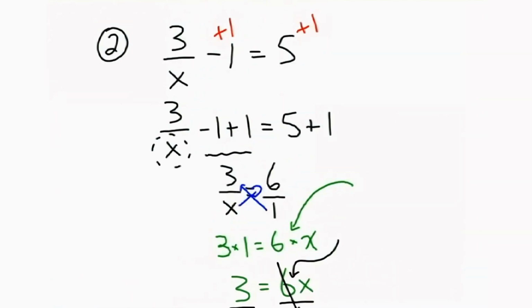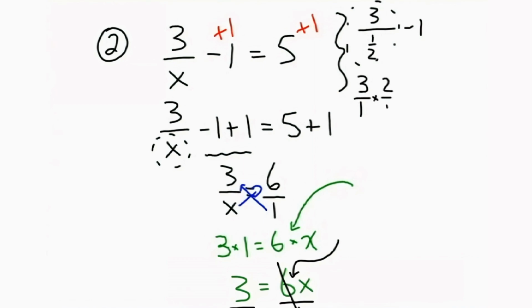And so now if we wanted to double check here, let's just work on the left-hand side. We have 3 divided by 1/2 minus 1. And let's see what that equals. Well, remember, when we divide fractions, we invert. So I'm going to represent 3 as a fraction of 3 over 1. We invert the denominator and multiply. And so instead of 3 divided by 1/2, we get 3 times 2 over 1 minus 1.